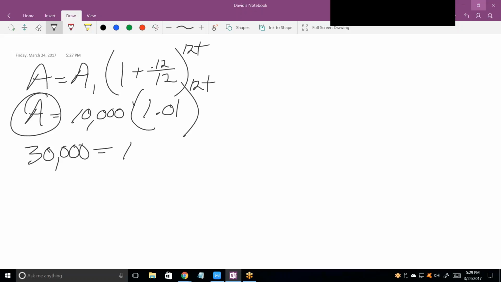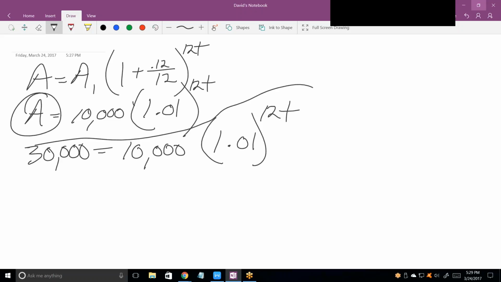That's equal to 10,000 times 1.01^(12t). Very first thing to notice, there's only one variable in that. Means you can solve it. There aren't two variables. Second thing to notice is that the variable is in the exponent. It means we're going to have to use logs to solve it.